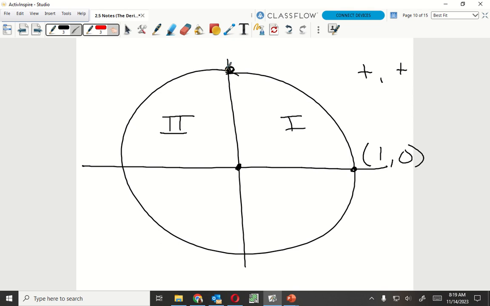Right up here, at this point, my x value is 0. My y value is up 1. Right? So it's positive y values going over here. Now in quadrant 2, I know that the x values are negative and the y values are up, so that's a positive. So that means over here, negative 1 and 0.